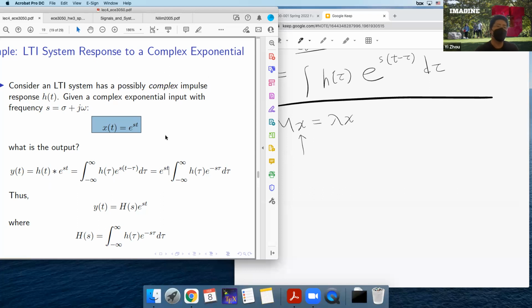So when we feed this complex exponential signal to the system, the output is a scaled version of the input. We can say that this complex exponential signal is an eigen signal of the system, and the corresponding eigenvalue is given by this frequency response.